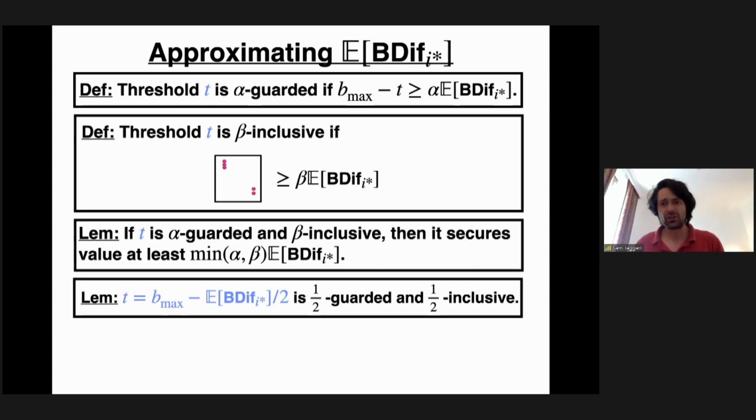term in our decomposition. So you might then ask, well, is this reasonable to ask for? Are there actually thresholds that are alpha guarded and beta inclusive? And the answer is yes. So here's one threshold you could use. Start at Bmax and shade towards lower thresholds. And how much should you shade? Well, just shade bdiff over 2. That turns out to be half guarded and half inclusive.